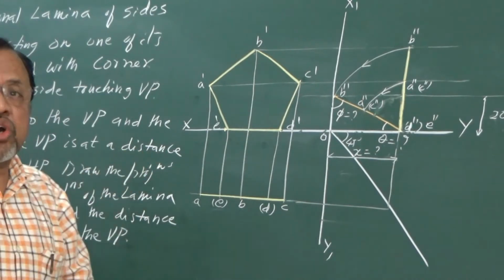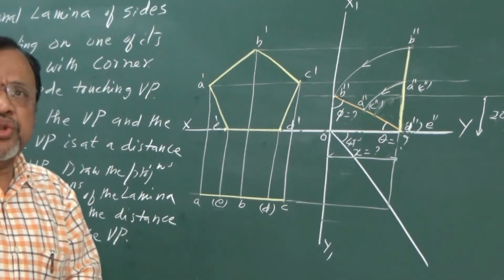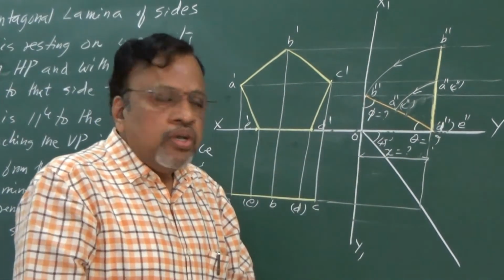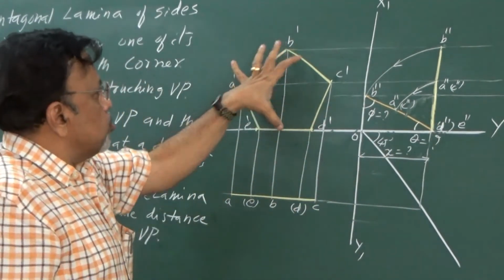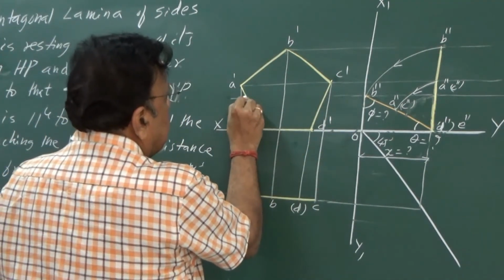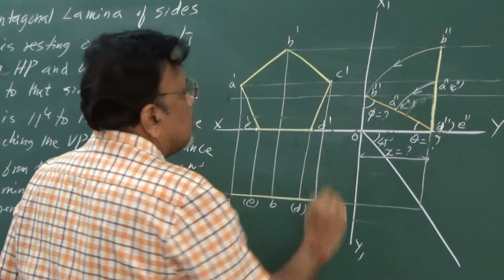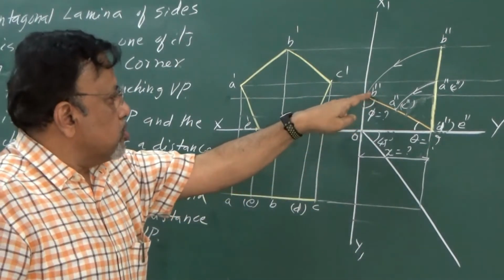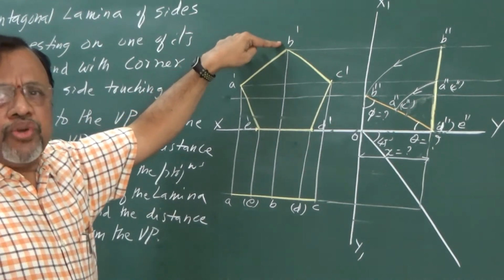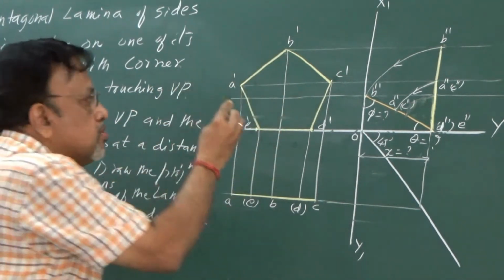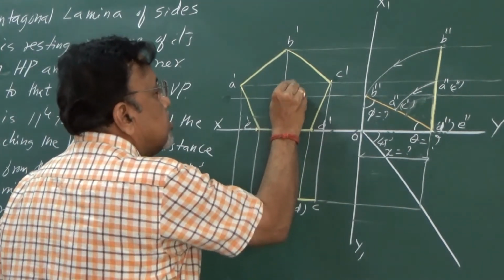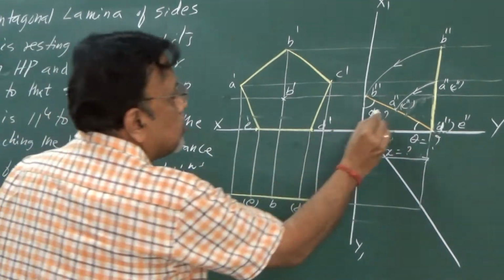Now finally I need to draw the new top view and front view. Why a new top view and front view? Because the lamina is inclined to the HP as well as VP. Anyway, let me start first with this view. This particular point is here, so I will draw the projector through B. Where is the projector from B? This one. So how do you get it? The intersection of those two. So this point is what point then? B dash. Similarly, I need to get these points.